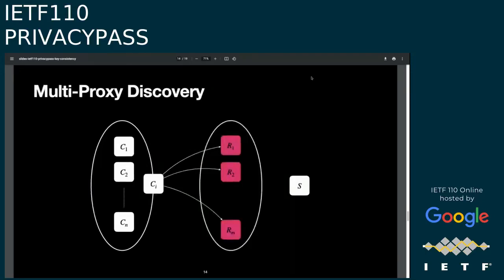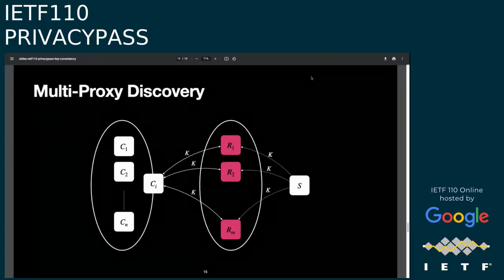In the multi-proxy case, there's not this Good Samaritan trusted proxy that's acting on behalf of all clients. Maybe there are multiple less trusted proxies or relays in this particular case, R1 to RM, that a client can connect to.